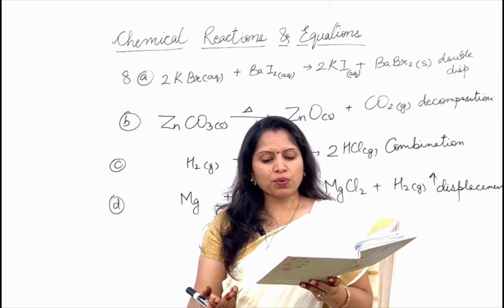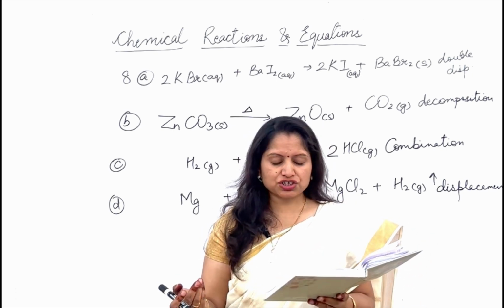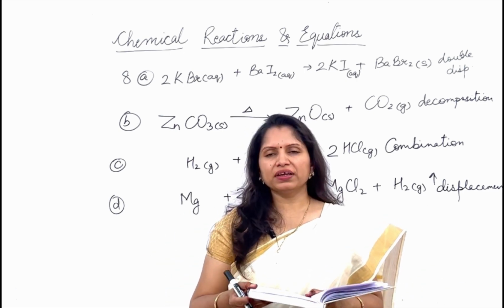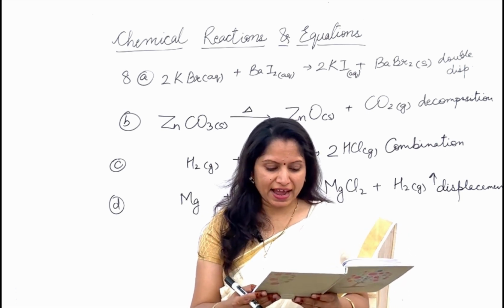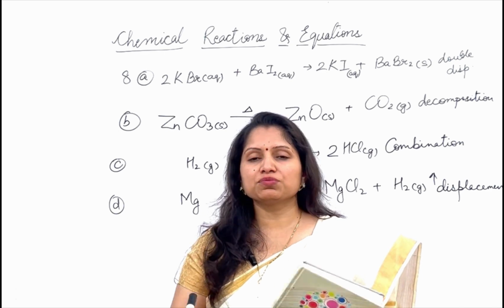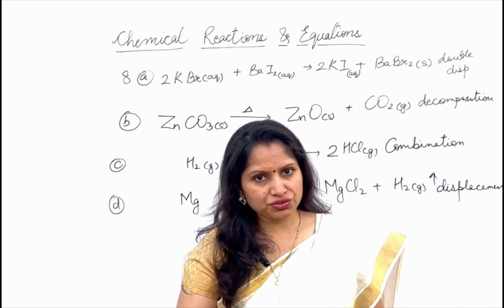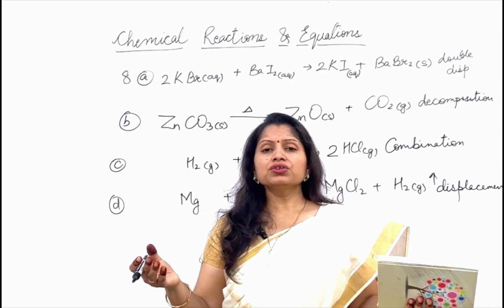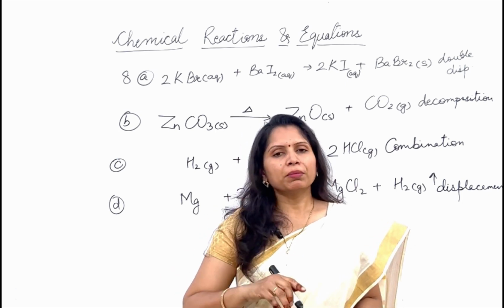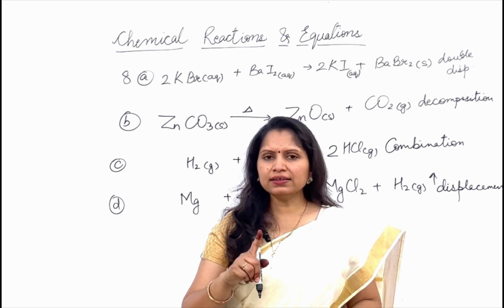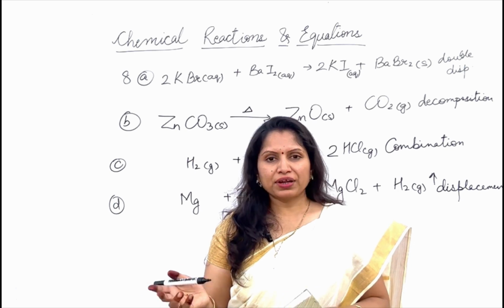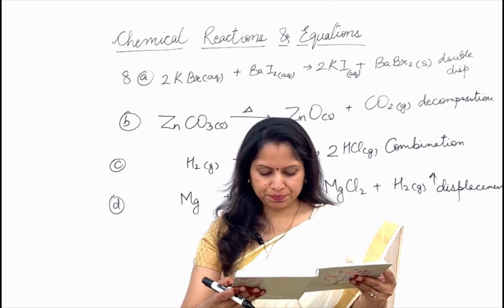Next question is, why is respiration called an exothermic reaction? Question number 10. You know that ATP is formed, energy is produced, so respiration is known as an exothermic reaction. Question 11, why is decomposition reaction said to be opposite to that of combination reaction? In combination reaction, two reactants combine together to form a single product. But in decomposition reaction, a single reactant breaks down to form two products. So they are known as opposite to each other.